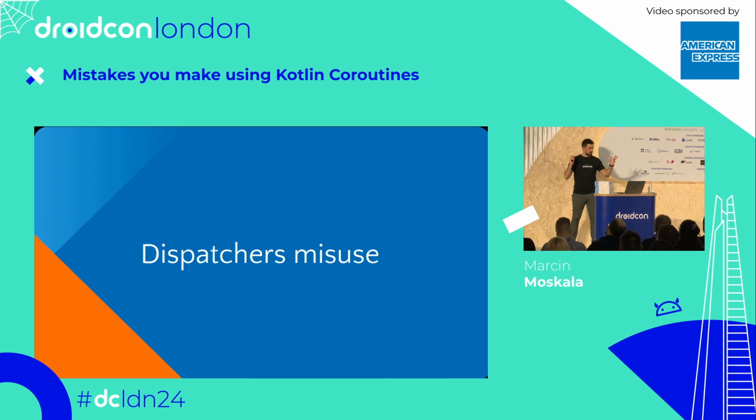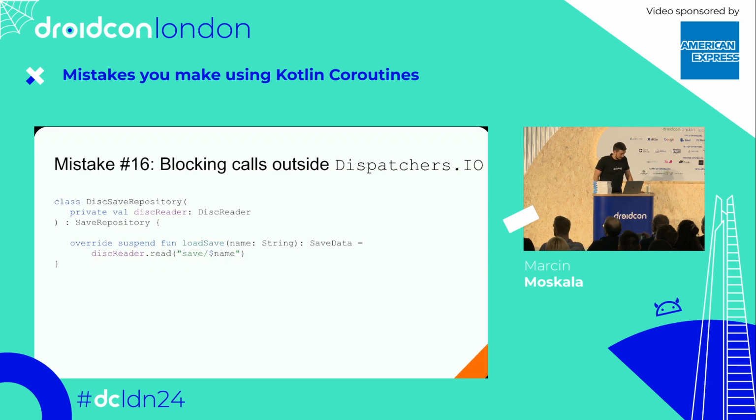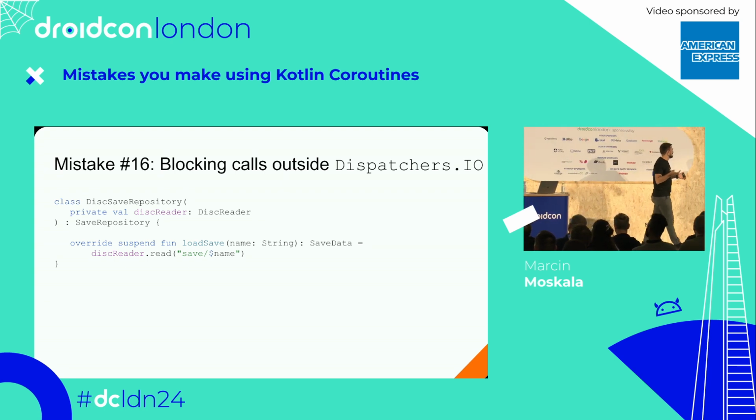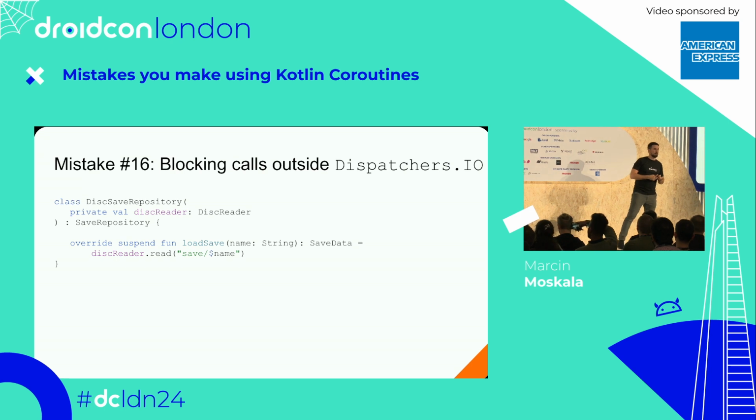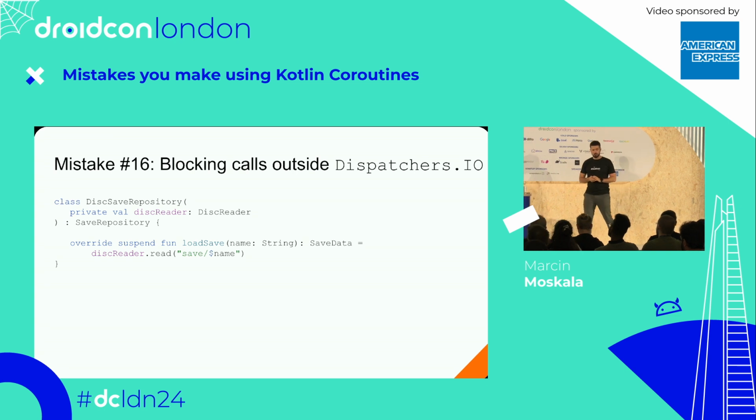The last category, dispatchers misuse, is also quite a big thing on Android. So let's start from basics. You cannot make blocking calls on coroutines. On Android, that's quite clear. Most coroutines run on the main dispatcher. Blocking the main dispatcher means your application is frozen. Even small things like reading something from a disk can make your application freeze for a moment and can result in a poor user experience.